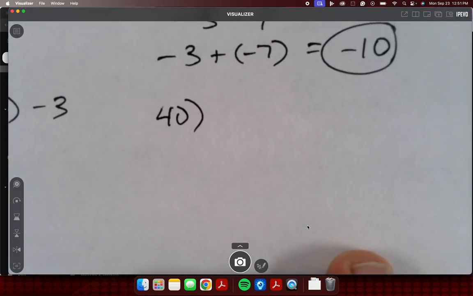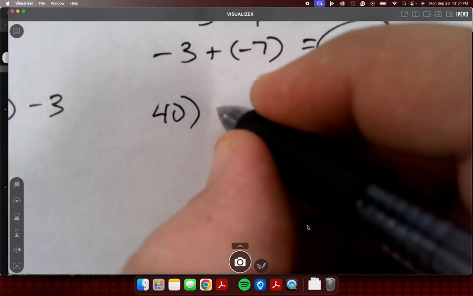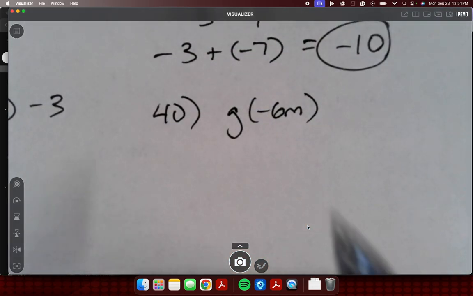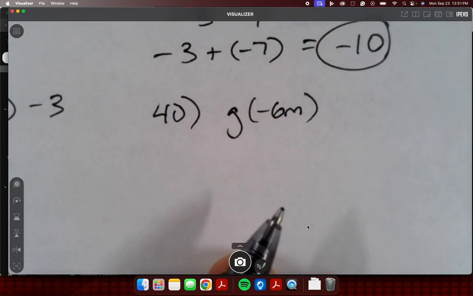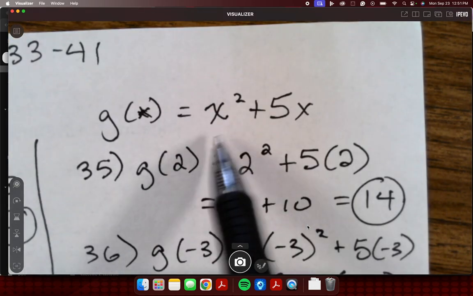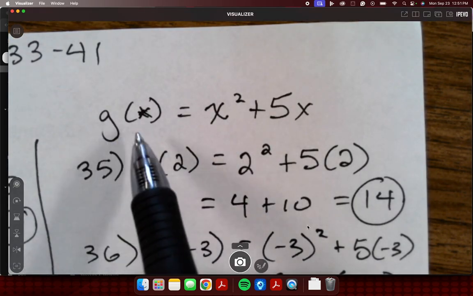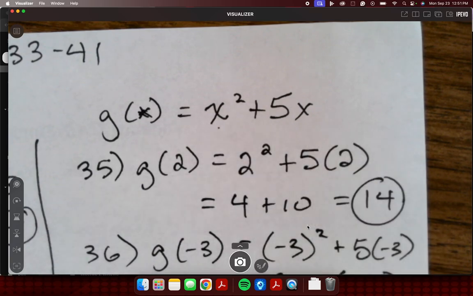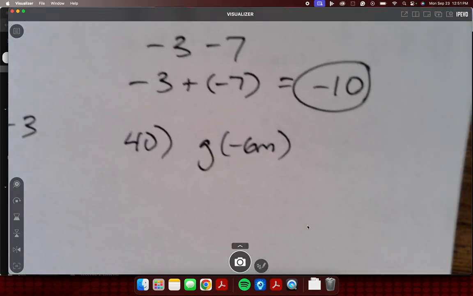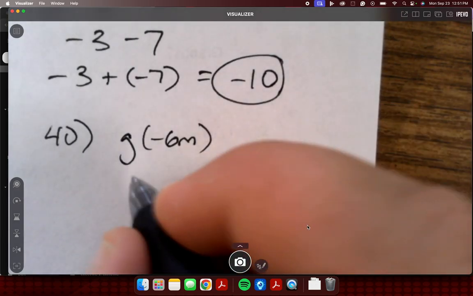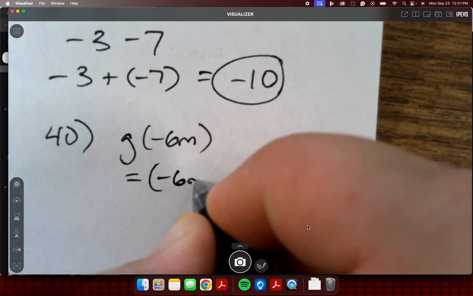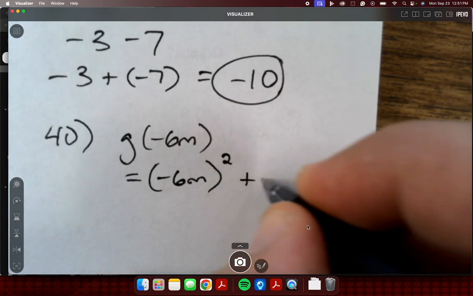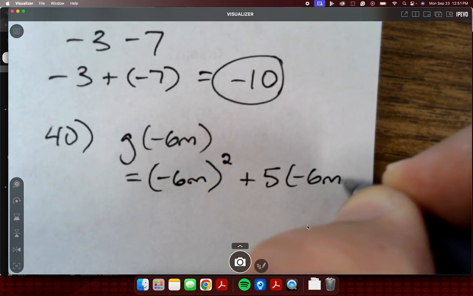Okay, 40 tells us to plug a variable into g. So it says g of negative 6m. So again, whatever's inside these parentheses, we're going to replace the x's with that. So g of x was x squared plus 5x, but we're going to replace both of these x's with what's in the parentheses, which is negative 6m. So x got squared, so we also square negative 6m. X got multiplied by 5, so we multiply negative 6m by 5.